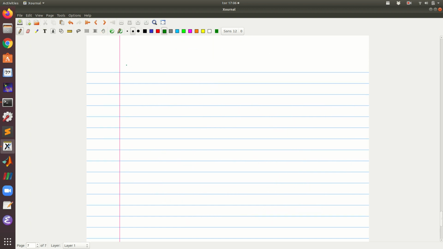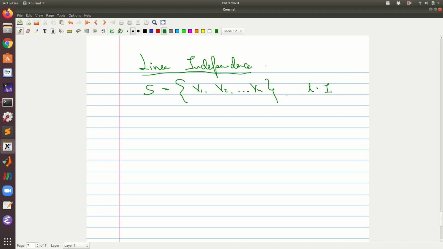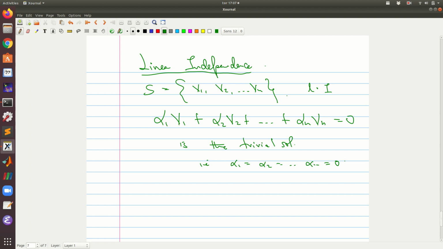First, a definition of linear independence. We say that the set S of vectors v1, v2, and so on up to vn is linearly independent whenever the only solution for the combination alpha 1 v1 plus alpha 2 v2 and so on up to alpha n vn equals 0 is the trivial solution, i.e. alpha 1 equals alpha 2 equals and so on up to alpha n equals 0.